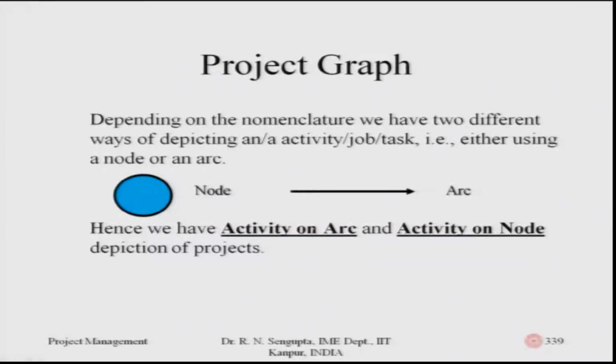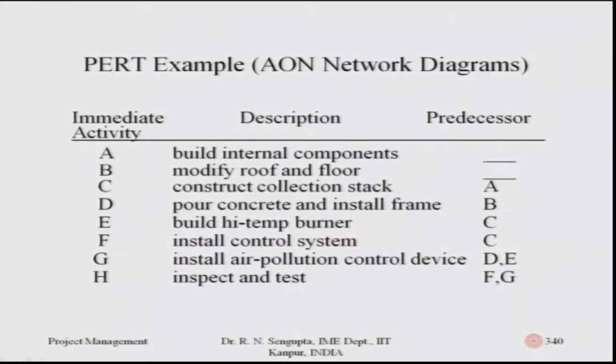If you have definitely gone through the other slides, I have been mentioning time and again the activity on arc and activity on node concepts, which are AOA and AON. Here the node is shown as a blue circle, and the arc is the black arrow. Now, consider the PERT concept, another simple example based on an activity on node network diagram.